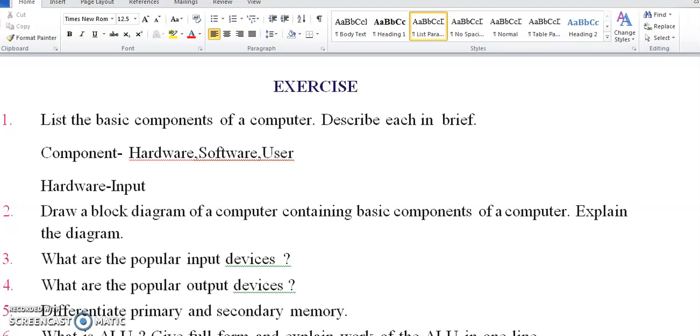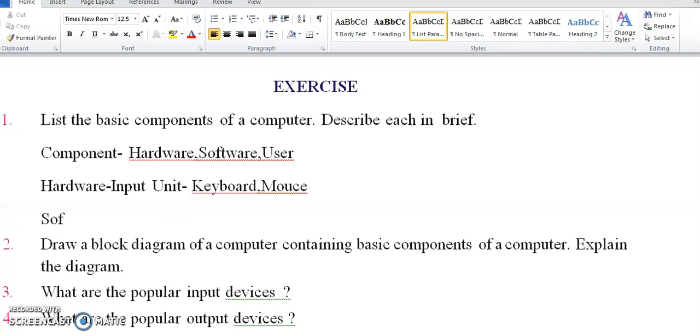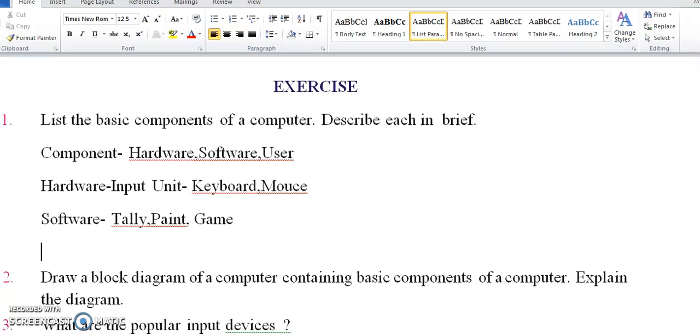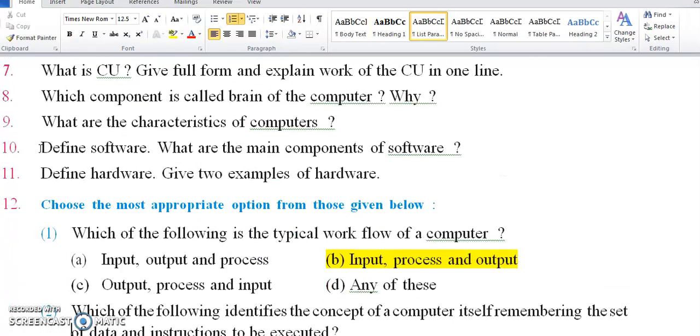input unit, keyboard, mouse, whatever other. In software, we use Tally for financial, you use Paint, you play games. Same way, you should write the answer like this in your notebook descriptively. So you should complete all the question answers.